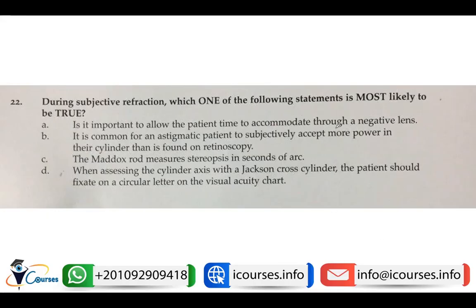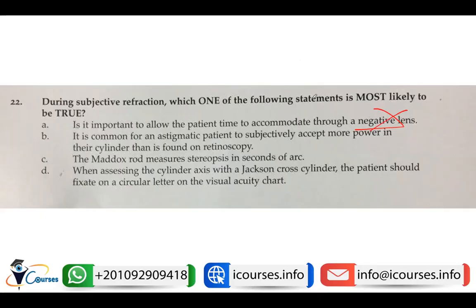During the subjective refraction, which one of the following statements is most likely to be true? It is important to allow the patient time to accommodate through a negative lens. Actually, this is not true. After we do the objective refraction by the retinoscopy, the next step is to do the spherical adjustment. How to adjust the sphere of the patient? This is by use of the plus and minus 0.25 spherical lenses.